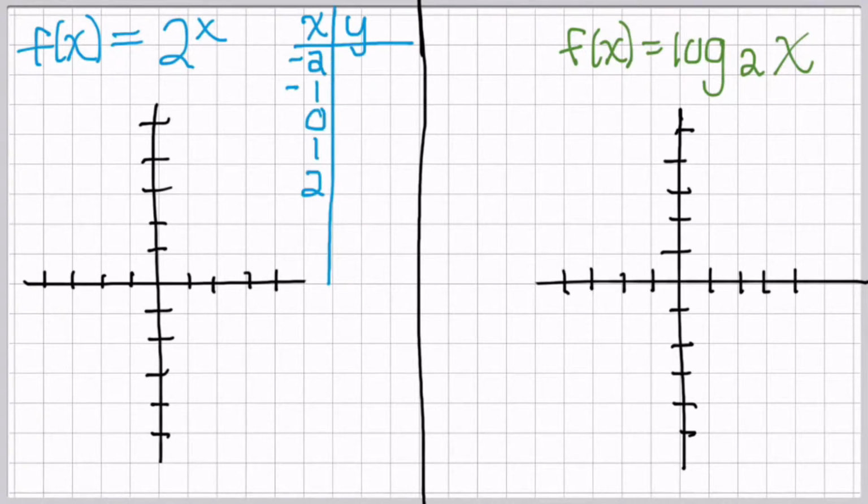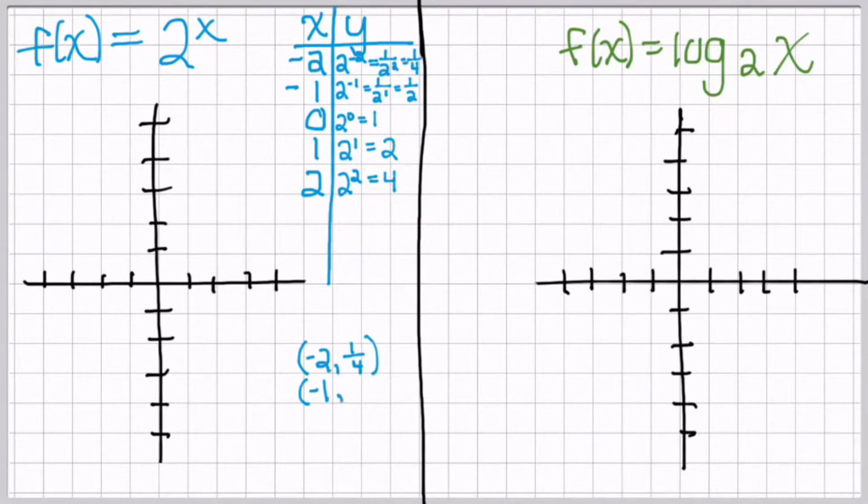So if we plug in -2, we get 2 to the -2, which is 1 over 2 squared, which is 1/4. If we plug in -1, we get 2 to the -1, which is 1 over 2. 2 to the 0 gives us 1, 2 to the 1 gives us 2, and finally 2 squared is equal to 4. So we end up with the following ordered pairs. And now let's plot those points and then connect them to get our graph, which should be a curve that looks like this.